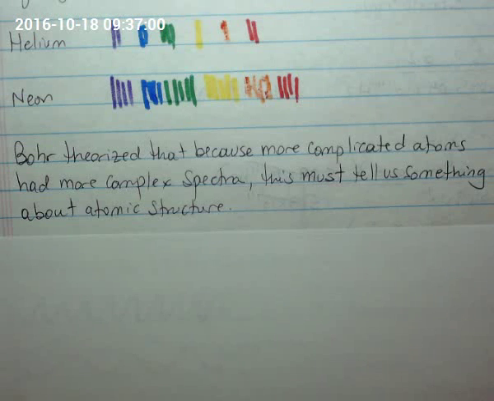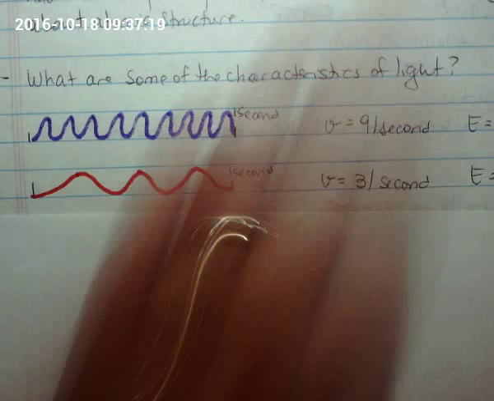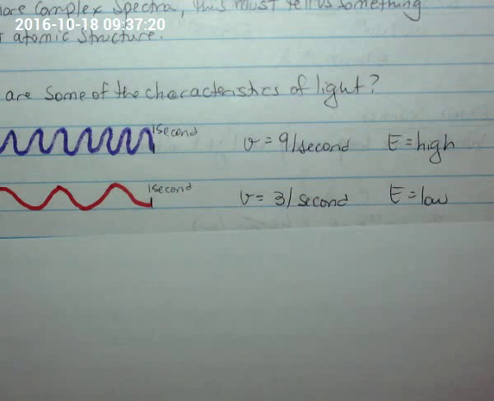All right, so before we really talk about how he tied light that comes off of these different elements when you give them energy, how it ties to the atomic structure, we have to really spend a little bit of time understanding some of the characteristics of light. All right? And so that's what we're going to do next. So I want you to copy this down.